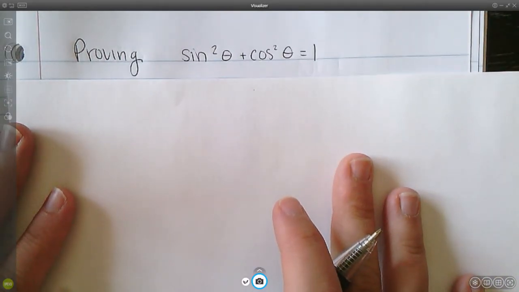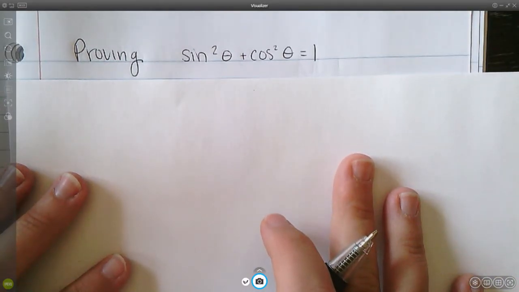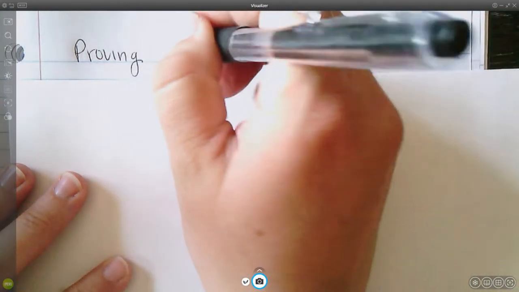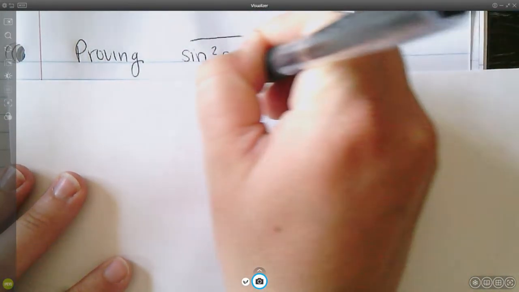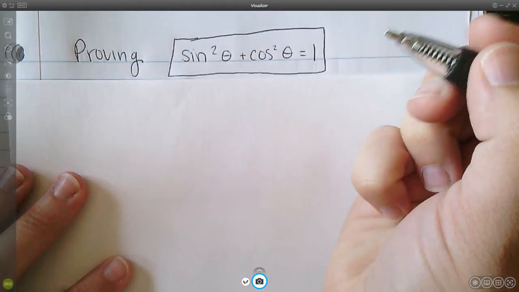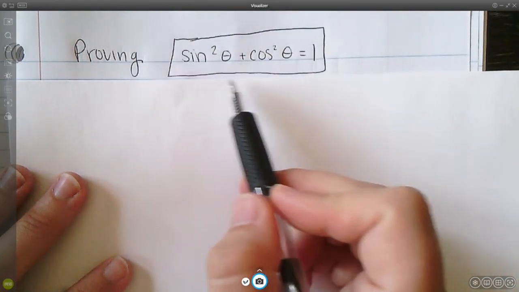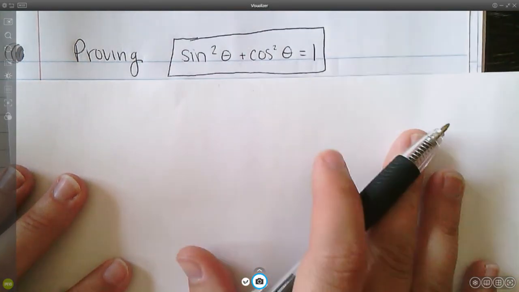Okay, so you should have already watched a short video about what an identity is. And this guy right here is our first identity that we are going to prove. So we have sine squared theta plus cosine squared theta equals 1.